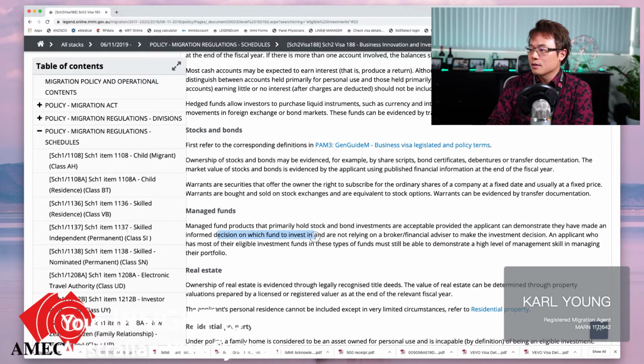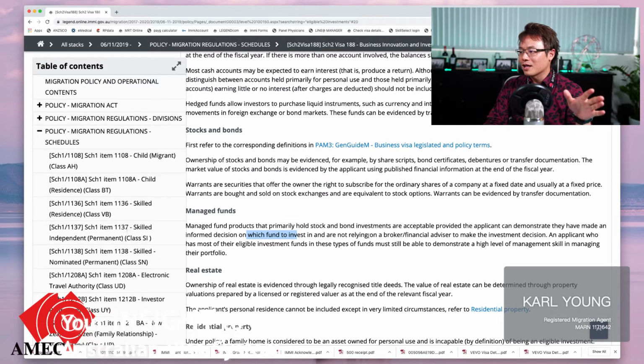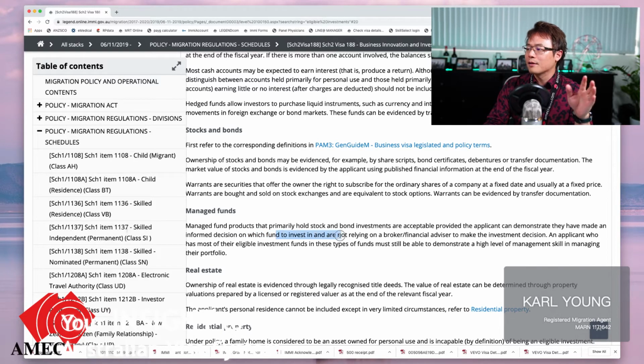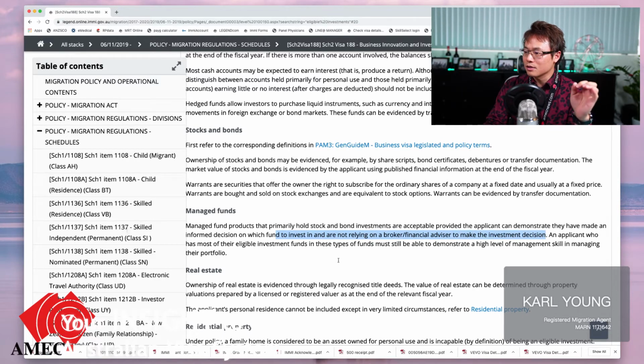Demonstrate that you make the investment decisions yourself and are not relying on others. See, again, you can use a financial advisor, they're not saying that you cannot, but you need to show that you do not solely rely on them in making the decisions.